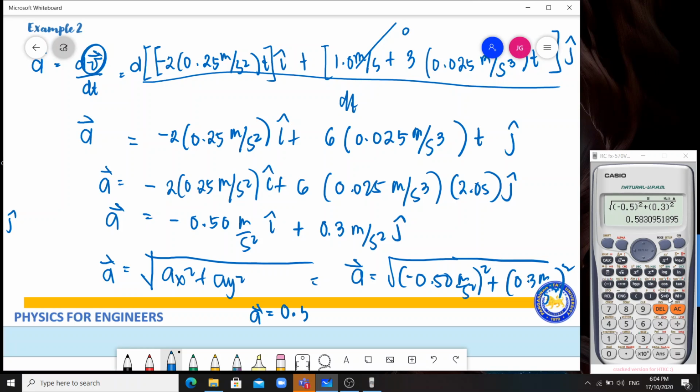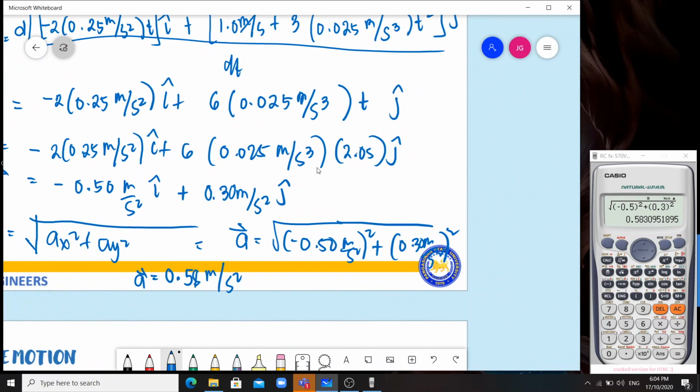0.58. Check natin yung significant figure ha. 2, 2. So, dapat 2 rin to. 0.58 meter per second squared. Ngayon, what is the direction? Importante guys na pag kinuha mo yung magnitude, dapat may direction din kasi vector ito. Inverse tangent ng 0.3 over negative 0.50.